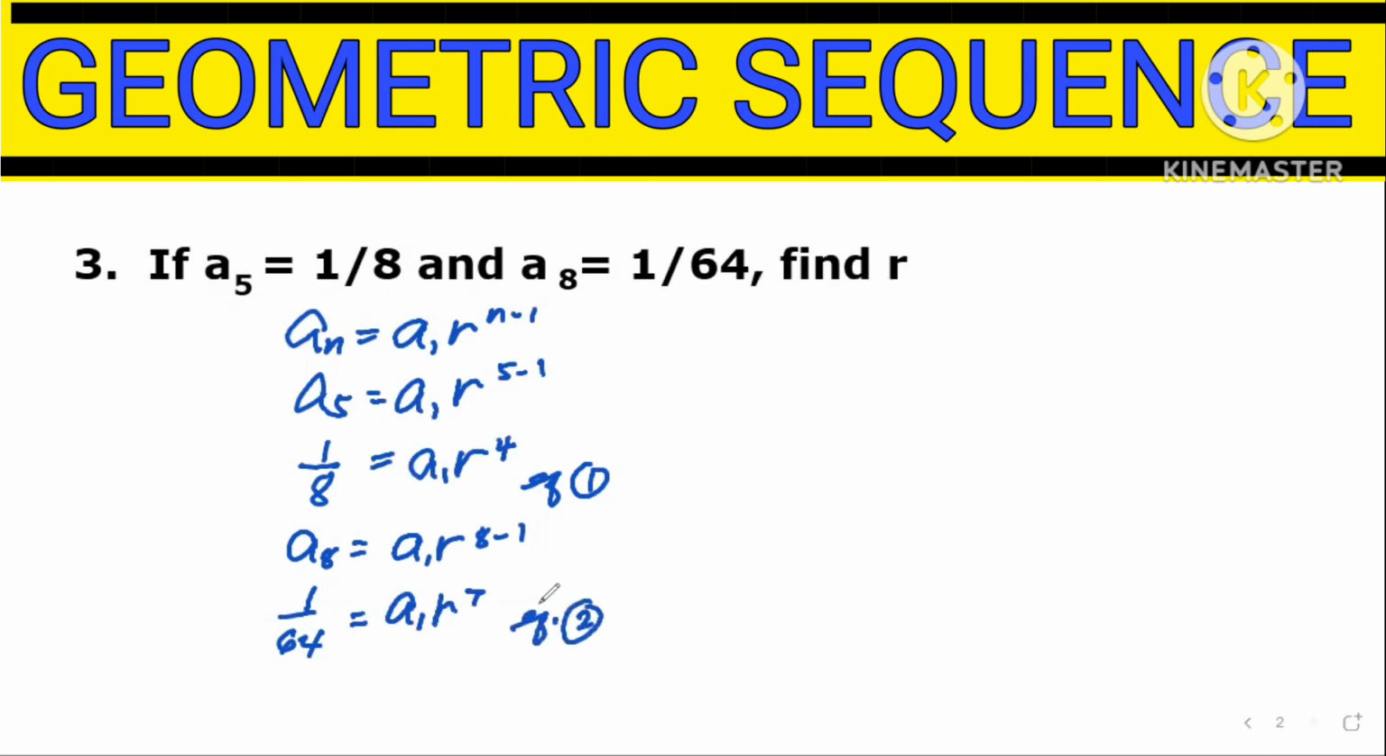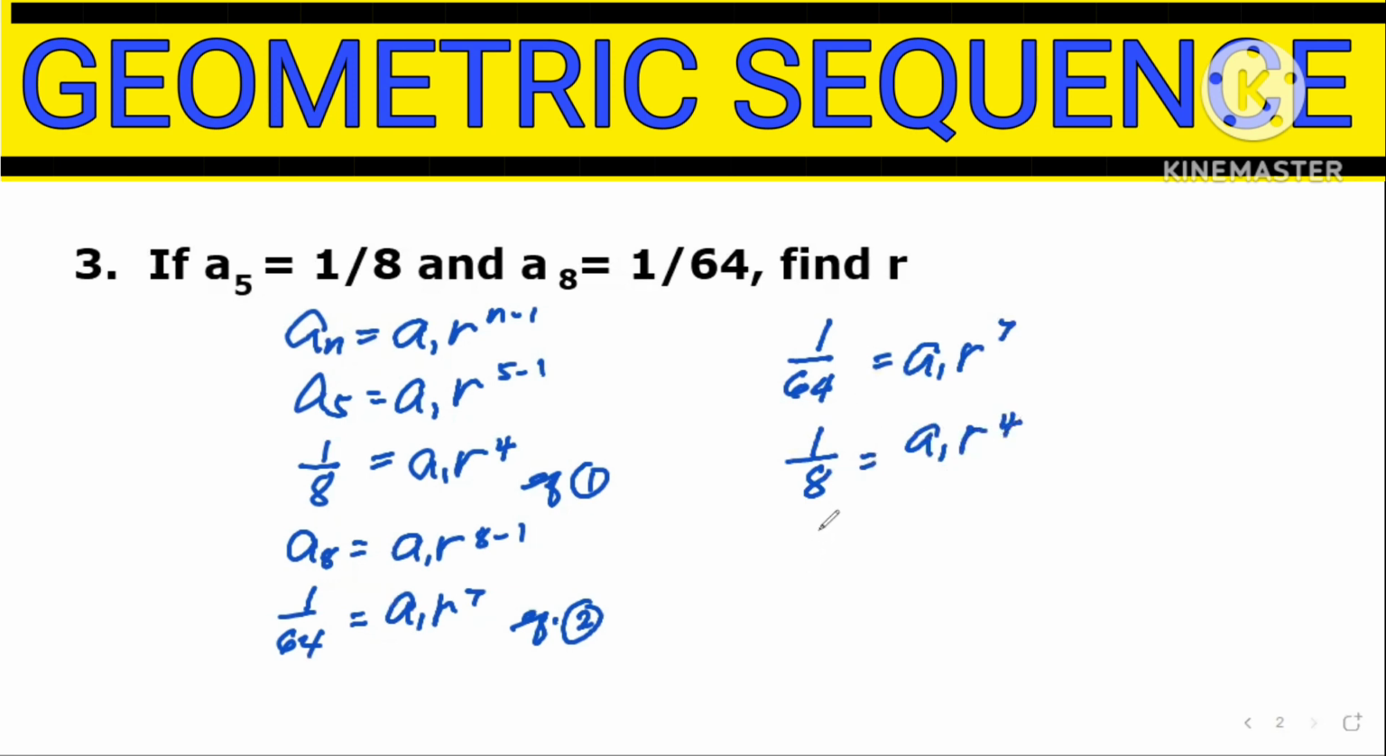Now, how do we solve for r? Well, we can do this in two ways, no? Pwede natin isolve to by substitution. We can solve for a sub 1 in equation 1, then substitute a sub 1 to equation 2. Pero, meron mas madali, no? We can easily divide equation 2 by equation 1 and look what happens, no? So we have 1 over 64 equals a1 r to the 7. That is our equation 2. Equation 1 is 1 over 8 is equal to a1 r to the 4.